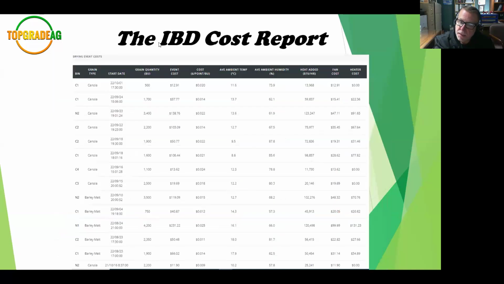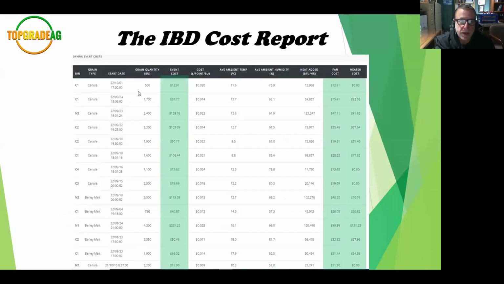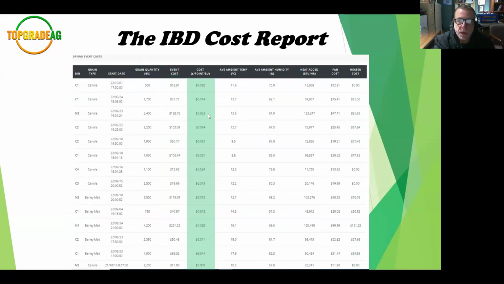And then there's a second logbook. This is just a cost report for each drying event, and this is critical for making good business decisions. You can look back on a drying event and see the cost for the fan and the heater. So if no supplemental heat was used, you'd have no heater costs. And then also the total event cost is summarized for every event. And then we calculate a cost per point per bushel. And that's where it really comes into play for helping you make good business decisions.